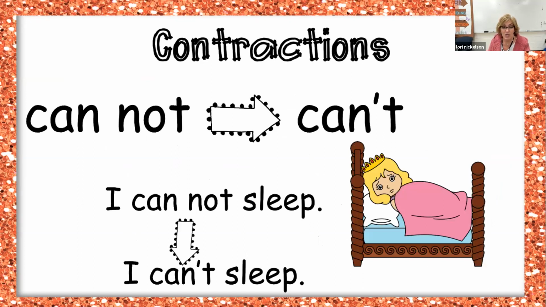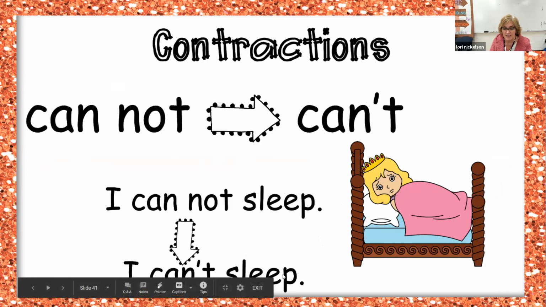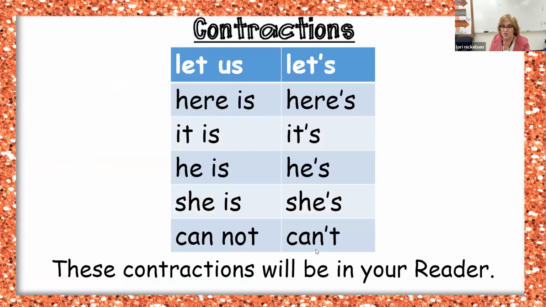So, for example, cannot makes can't. Notice in can't, it took off the N and the O. It replaced the N and O with the apostrophe. See that? I cannot sleep. I can't sleep. So here's our contractions. Let us is let's. Here is, here's. It is, it's. He is, he's. She is, she's. Cannot, can't. These contractions, remember, will be in your reader.